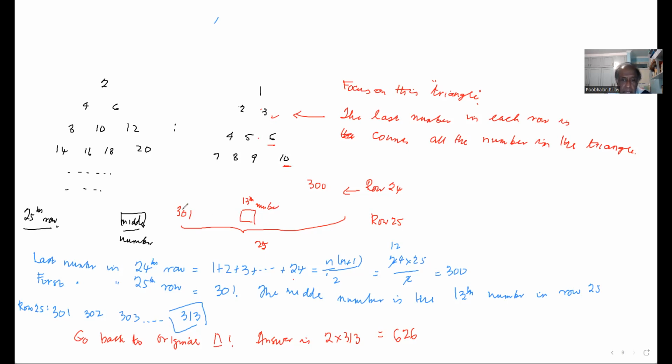So all you have to do is say it starts from 301 and you count up to 13. So 1, 2, 3, 4 is counting up to it. So straight away you can see the middle number is 313. And I've got this down here. But that will be the middle number of this triangle. So for the middle number in the other triangle, you have to double it, right, to get that answer. So the actual answer is twice 313, which is 626.